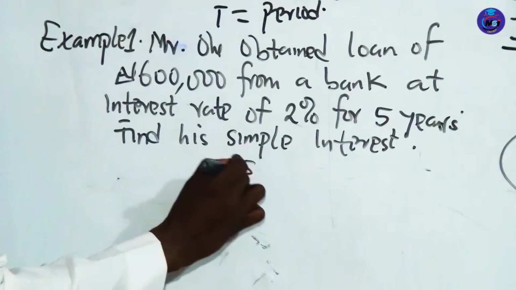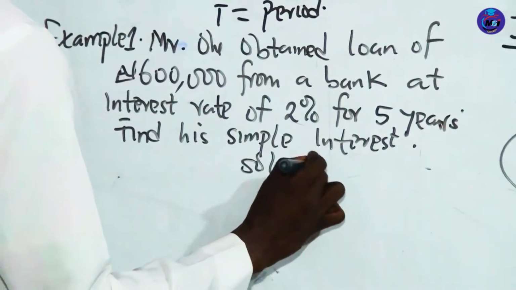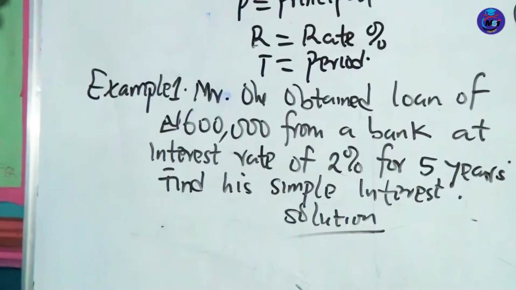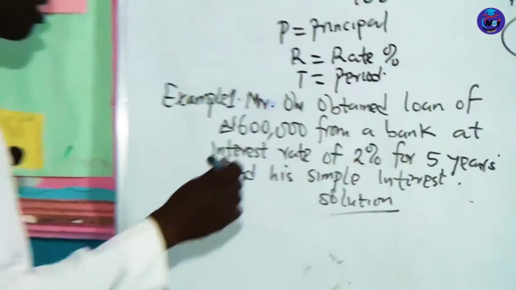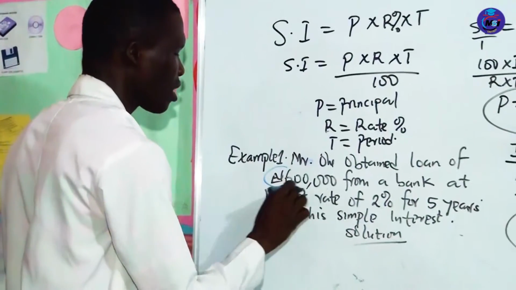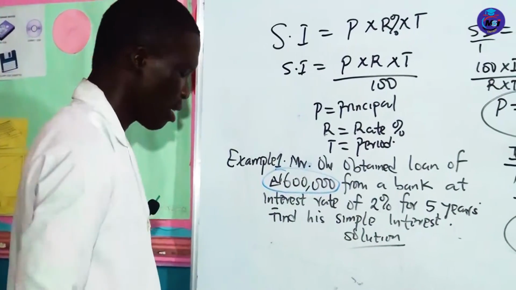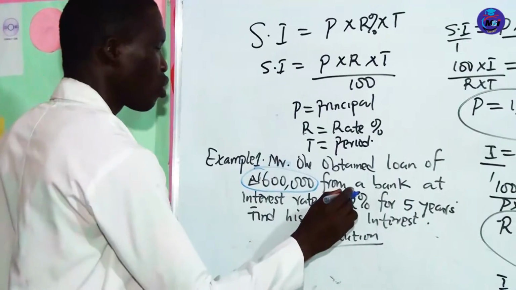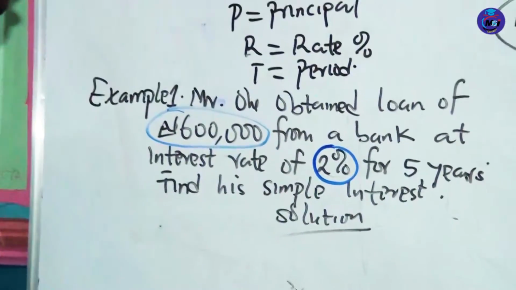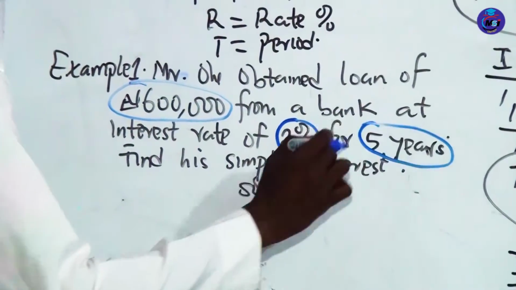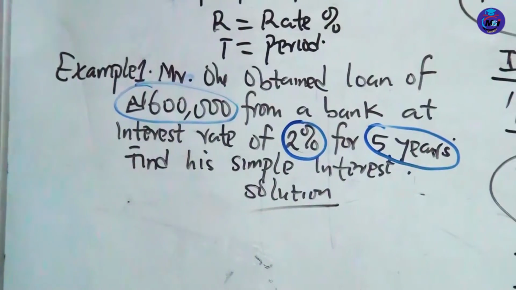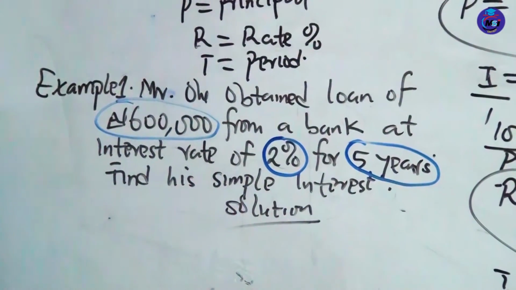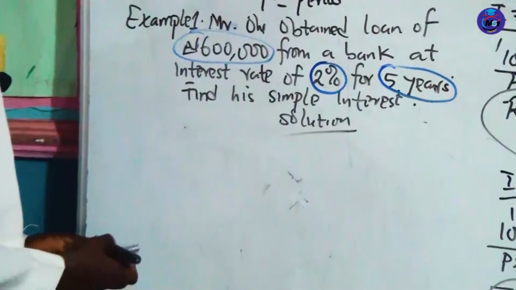Solution. Now, looking at this question, you need to interpret the question very well. 600,000 is the principal. 2% is the rate and 5 years is the time. Now, we want to solve this together.